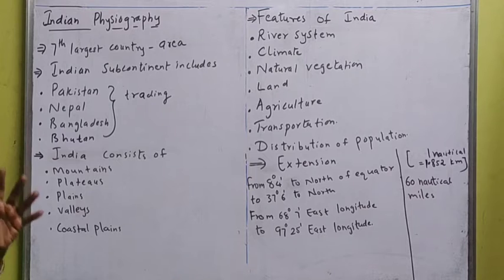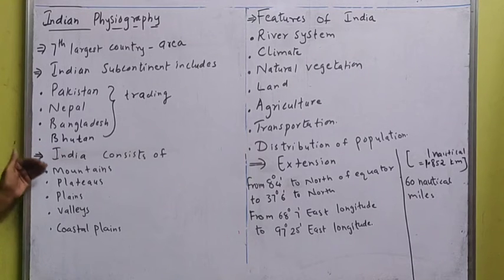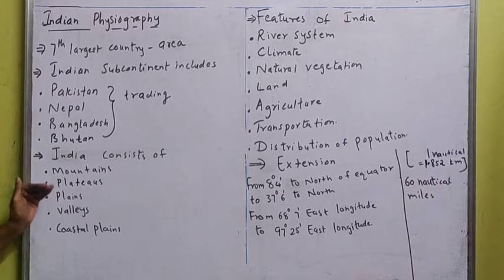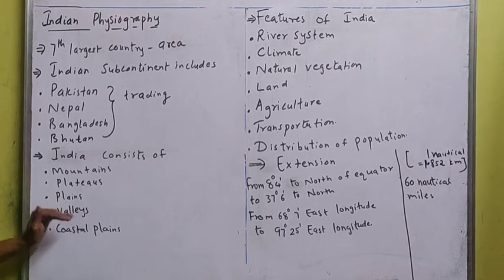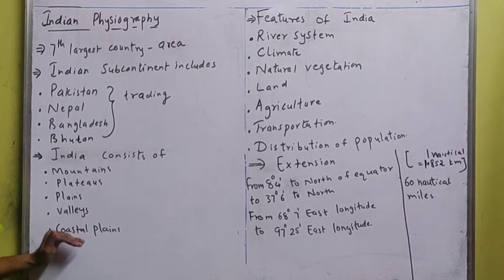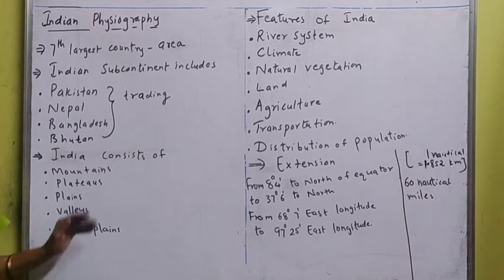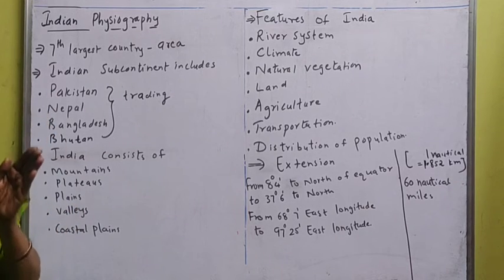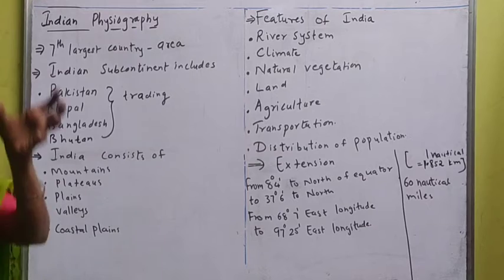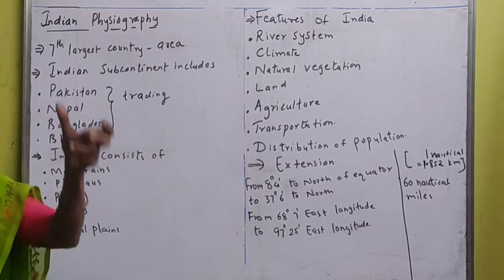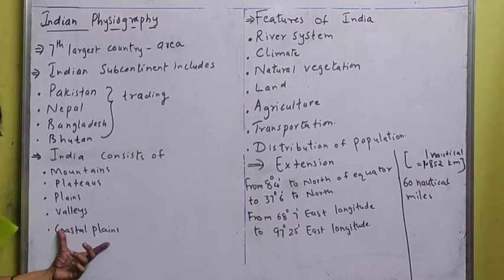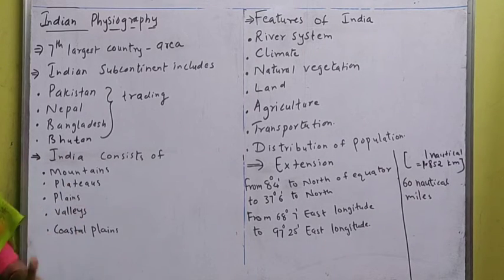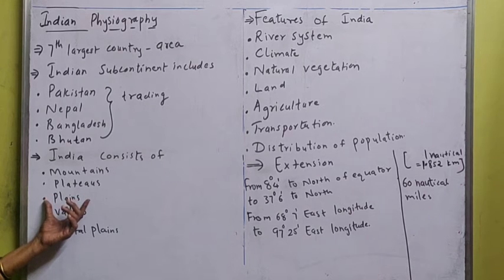So what does India consist of? It has mountains, plateaus, plains, valleys and coastal plains. Plains and coastal plains are different. Coastal plains are those plains which are near the sea or ocean, the border of the land near the sea or ocean. The plains are the flat land near the rivers, like the Gangetic plains.